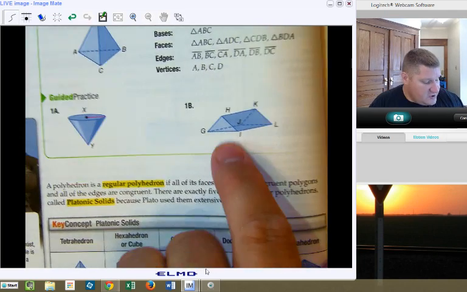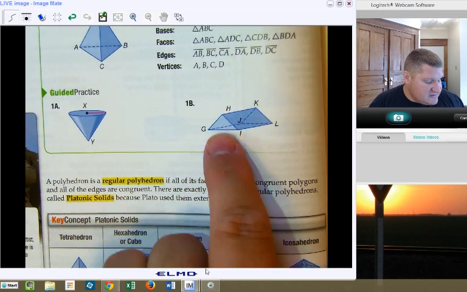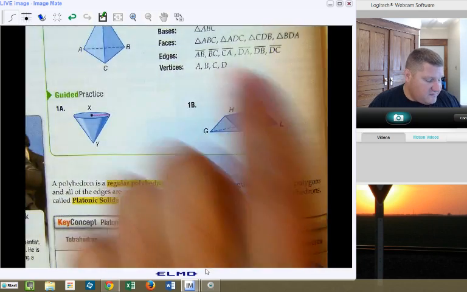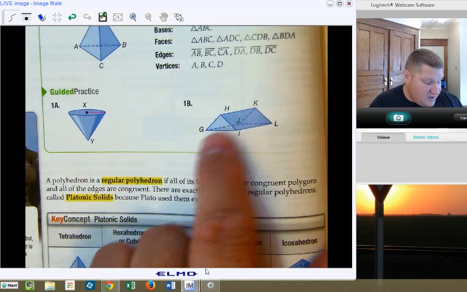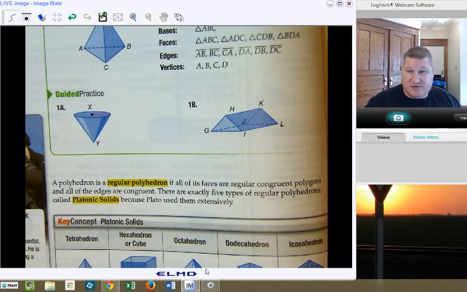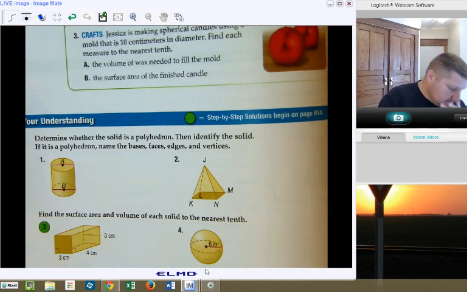Real quickly, looking at this figure, you'll notice even though it's sitting on a rectangle, this prism has a base of GHI and JKL because those are the two faces that match. Something of kind of importance there.